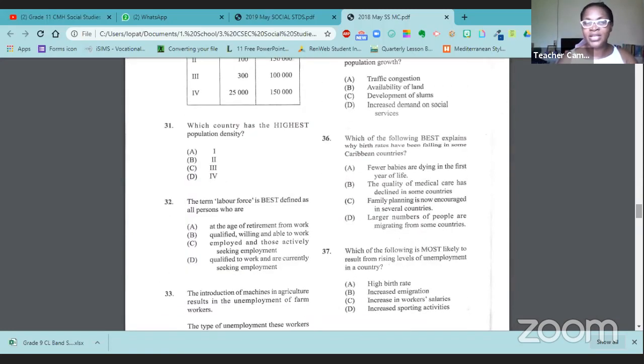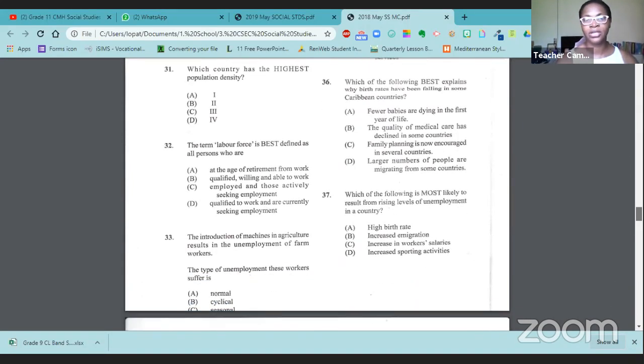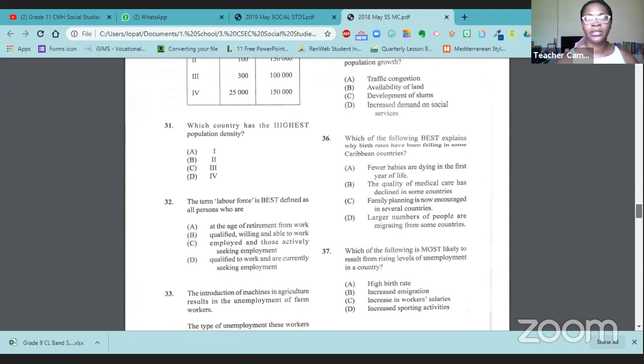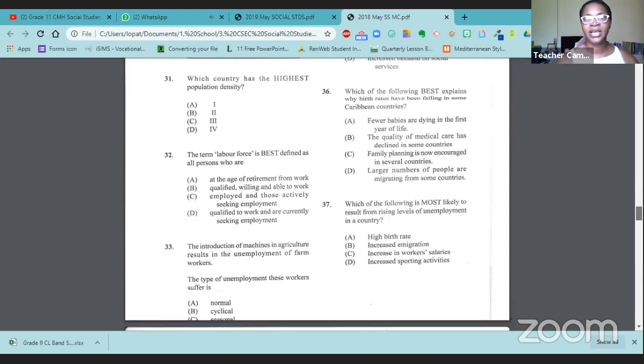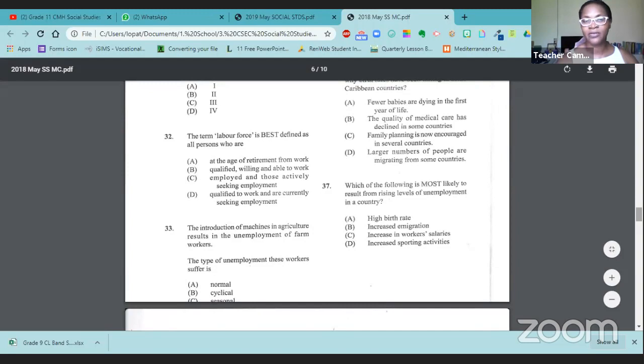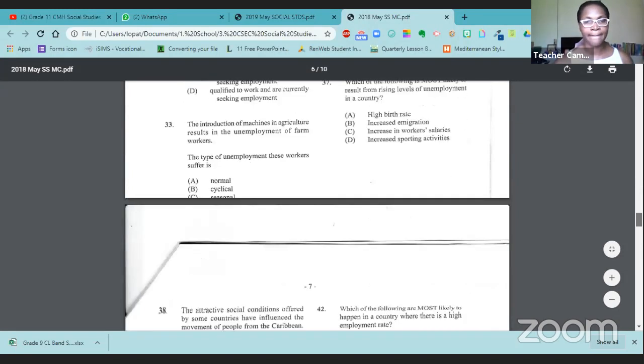Which of the following best explains why birth rates have been falling in some Caribbean countries? And we would have seen this question already. The answer is C. Family planning is now encouraged in several countries. And please note, the answers will not necessarily fall in the same place all the time, and the wording for the question can change. So please take note of that. 36, where are we now? 37, which of the following is most likely to result from rising levels of unemployment in a country? And we have the answer as B, increased immigration. And this is a question we would have seen already as well.